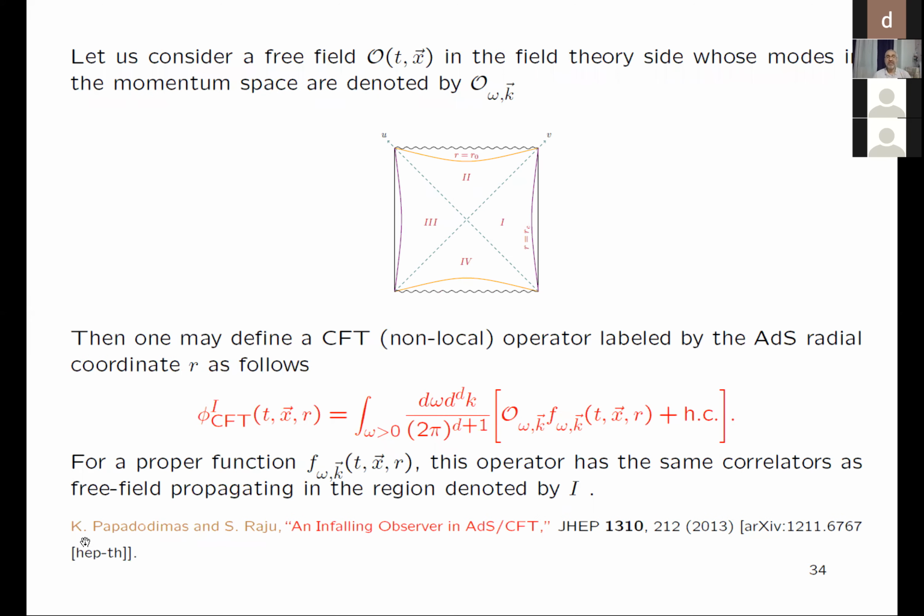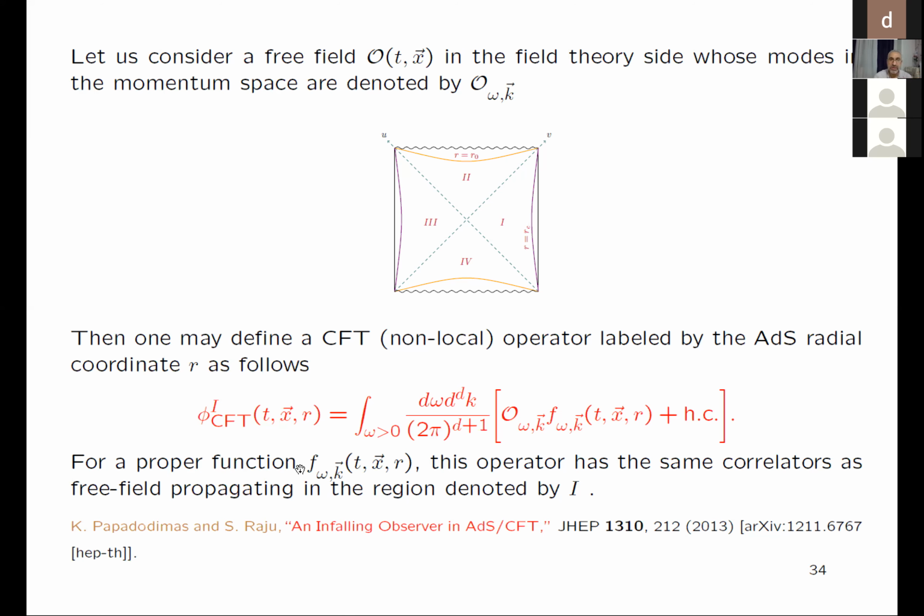Let me briefly review how to construct an operator which is dual to a field behind the horizon. Let's start with a free field in the field theory side, whose modes in momentum space are denoted by O omega k. Then one might define a non-local operator in the conformal field theory by this expression. It is non-local in the sense that it depends on an extra parameter R, which at the end of the day we want to identify with the radial coordinate of AdS.